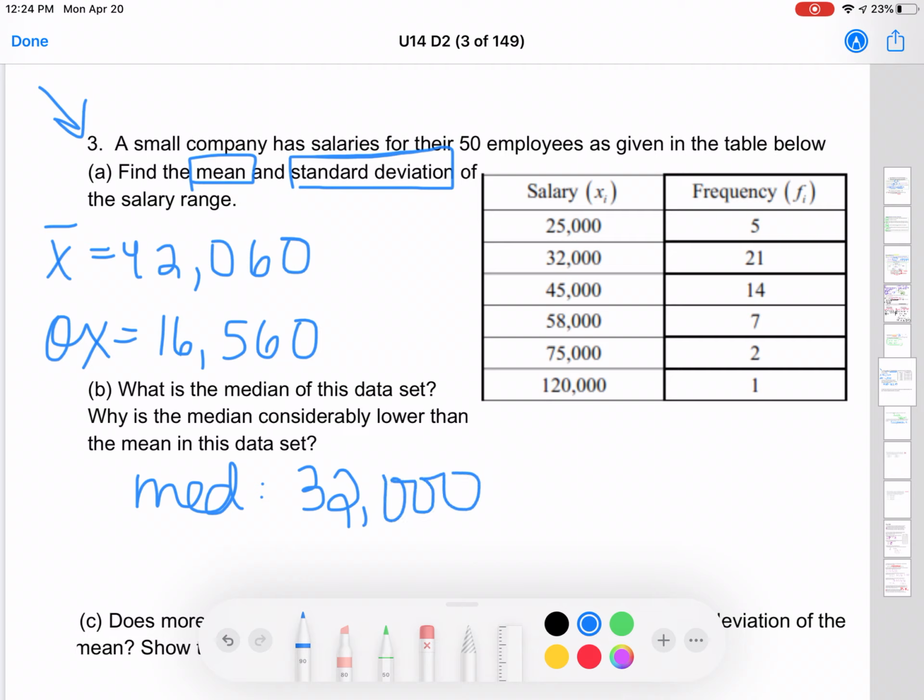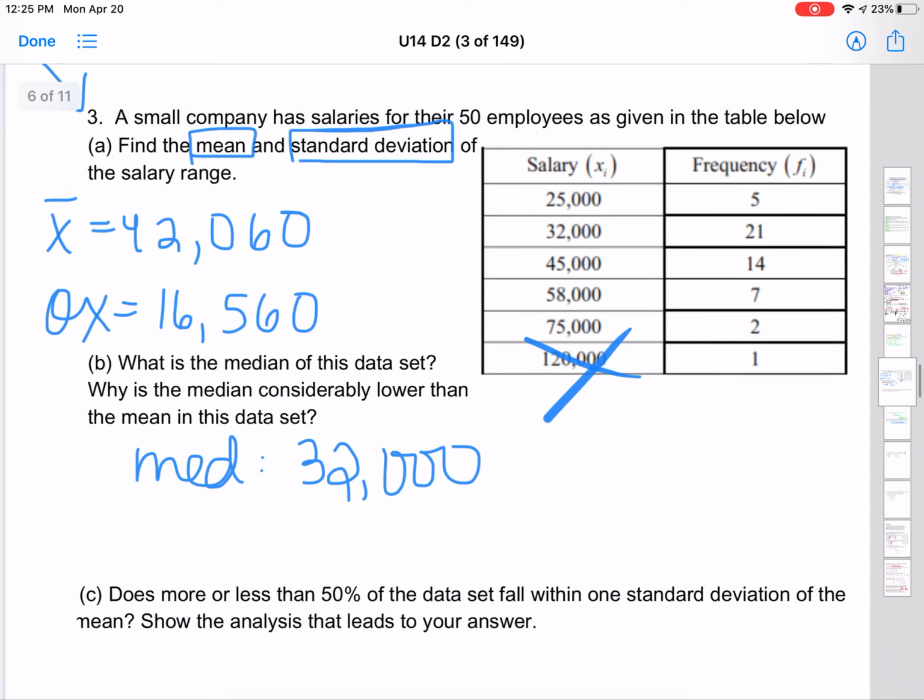Okay, it says why is the median considerably lower than the mean. So why is the mean 42,000 and the median is 32,000? Well, remember, the mean is going to include the outlier of 120,000. So therefore, it's going to pull the mean up, where the median is going to take that guy off. Okay? All right, and then let's answer this little question here about it.